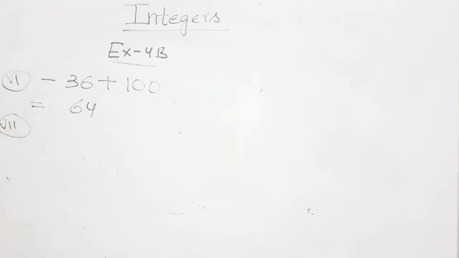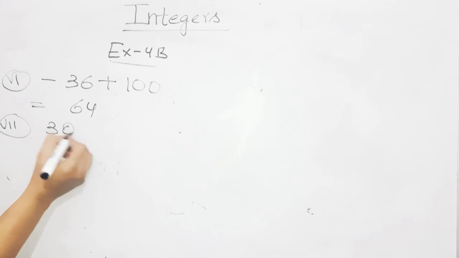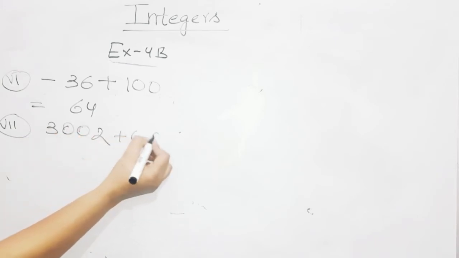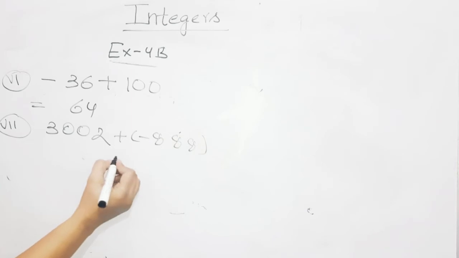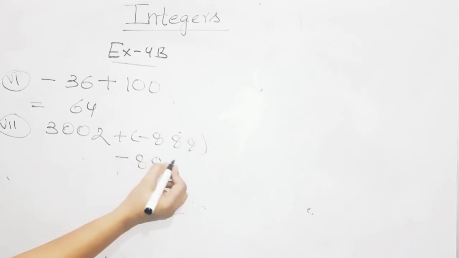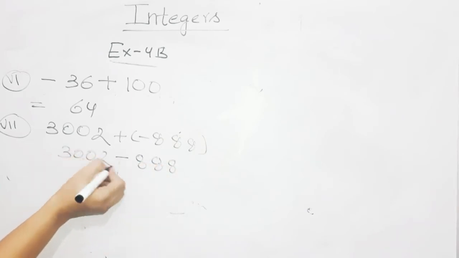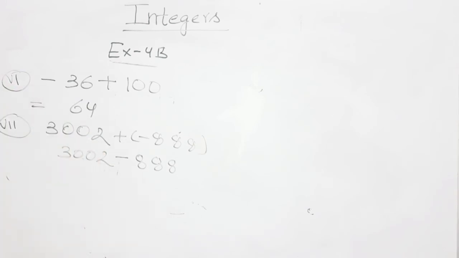Coming to the seventh option, 3002 and minus minus 888. So plus minus minus, so 3002 minus 888. What will we get after the subtraction? Reply your answers in the comment section. The answer will be 2114. When you are replying, just pause the video, write the comment, then play the video again and match your answers. Right? Coming to the eighth option.